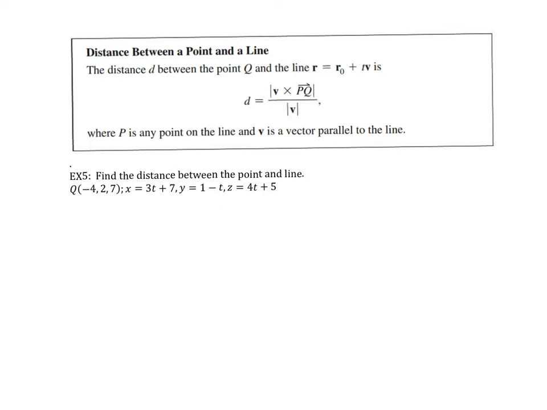Something else I can do is find a distance between a point and a line using this formula that we have here. If you have any point Q and any line written in vector form with parameter t, to find the distance, I simply take the magnitude of the cross product of the direction vector v with the vector PQ, and then I divide by the magnitude of v. P is any point on our line, and again v is the vector parallel to the line.